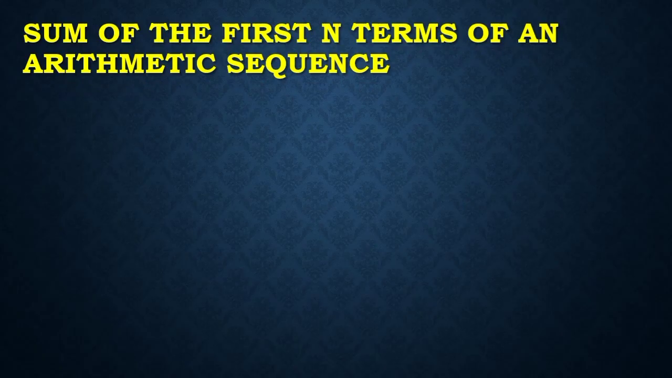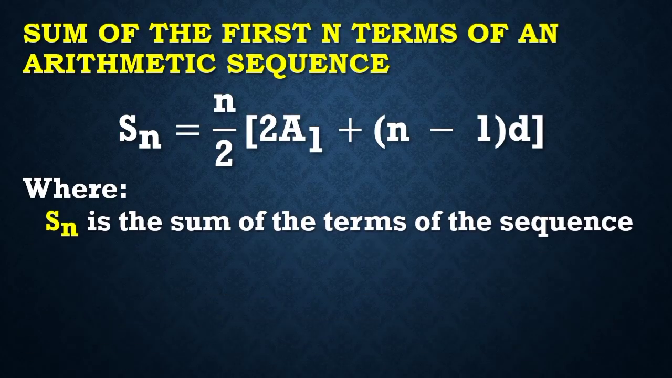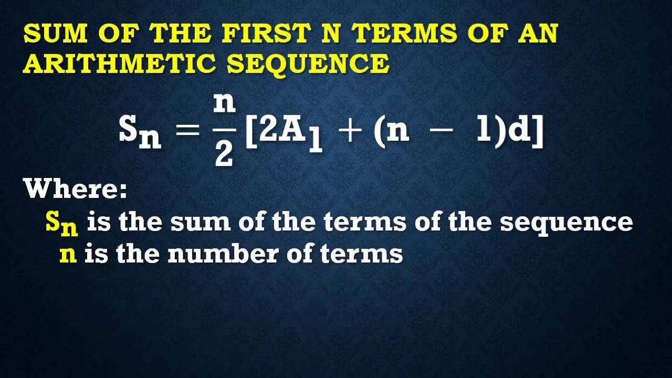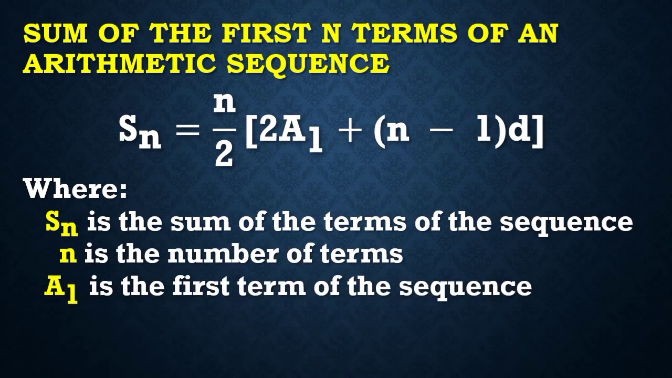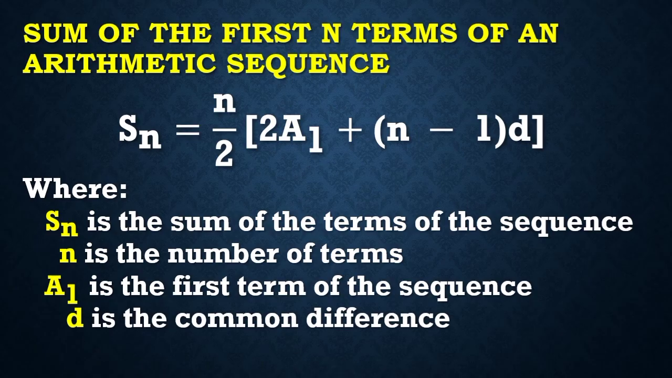Now, using the other formula. So, ang formula naman na ito, given yung first n terms ng arithmetic sequence. So, hindi given dito yung last term. So, our formula is S sub n is equal to n over 2 times the quantity 2a sub 1 plus the quantity of n minus 1 times d, where S sub n is the sum of the terms of the sequence. So, wala namang nagbago. And then n is the number of terms. A sub 1, again, the first term of the sequence. D is the common difference.